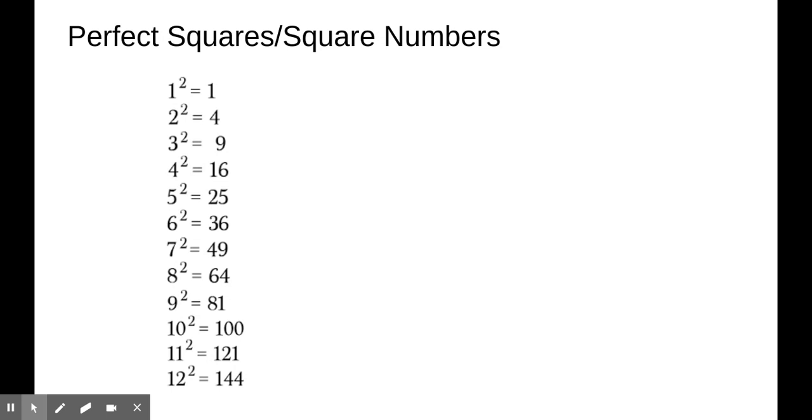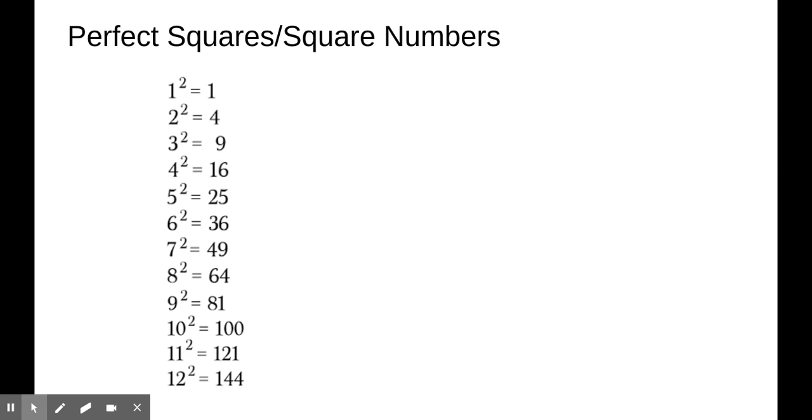So here's a list of the perfect squares or square numbers. Any whole number multiplied by itself produces a square number, or a perfect square, and can be represented as a power with an exponent of 2. For example, 9 is a square number because 3 times 3 equals 9, or 3 squared.